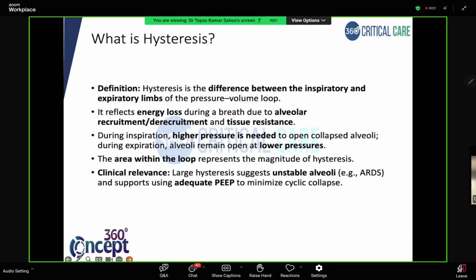Now the clinical relevance, because we need to always correlate with the clinical picture. So large hysteresis suggests unstable alveoli. Like in the last picture, it is actually large hysteresis. The inspiratory part is actually distended. So that is unstable alveoli, ARDS, and that supports using adequate PEEP to minimize the cyclic collapse.